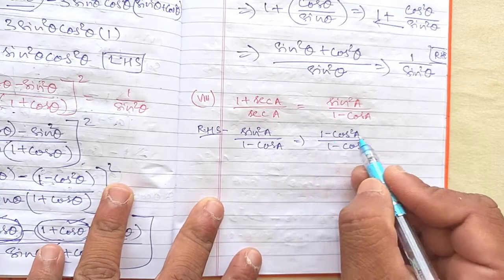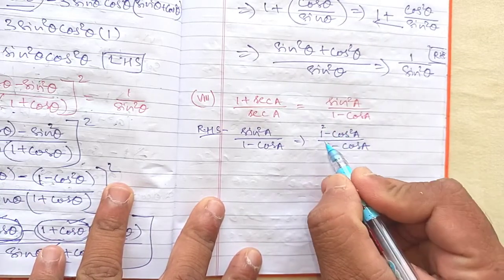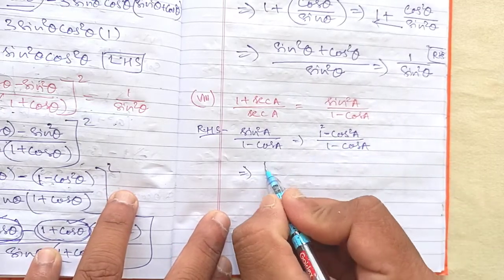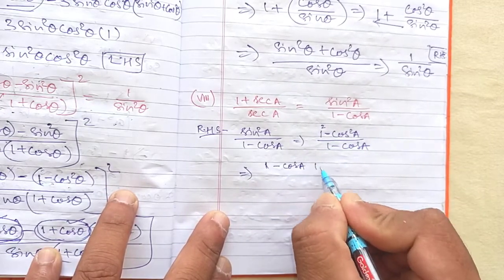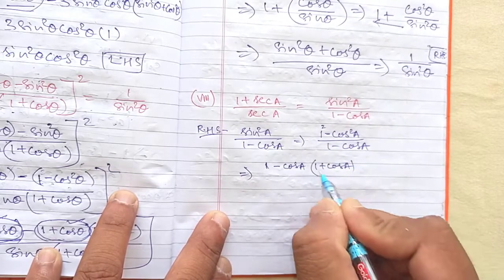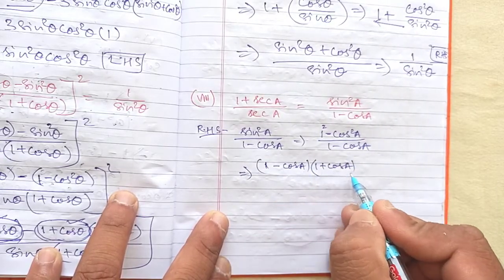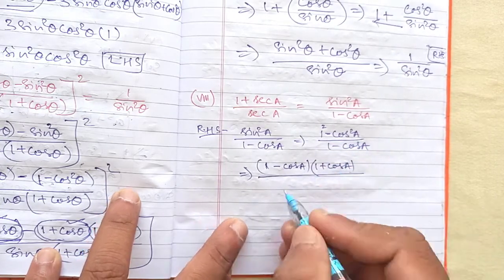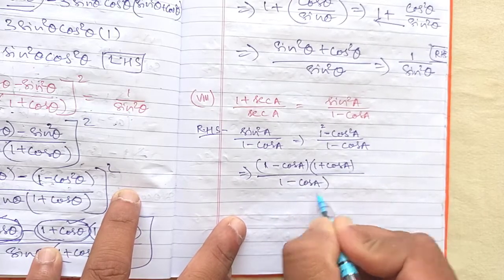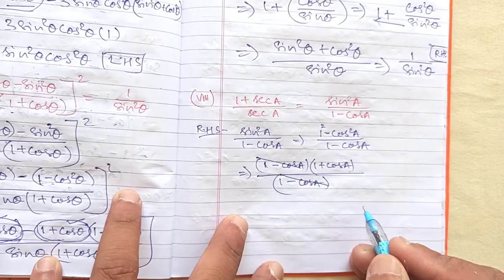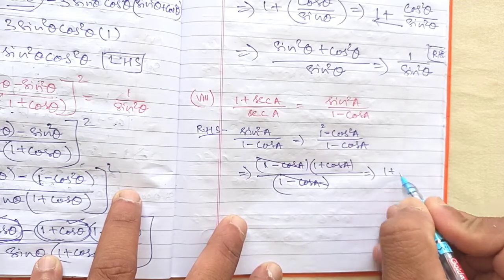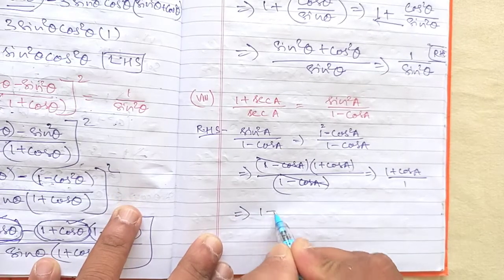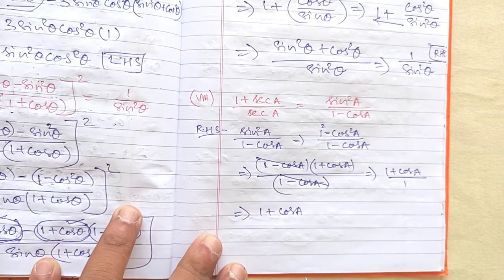Now this can be represented as a square minus b square. So what is the formula? A square minus b square is a minus b into a plus b. Okay, 1 minus cos a, 1 plus cos a is 1 square minus cos square a, same, divided by 1 minus cos a. 1 minus cos a, 1 minus cos a cancels, so what is left? 1 plus cos a divided by 1. So you remove the 1 and write the term. So we got 1 plus cos a.